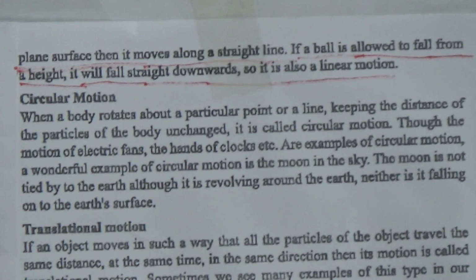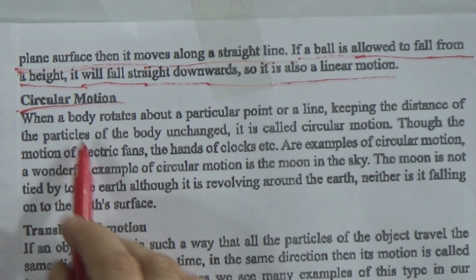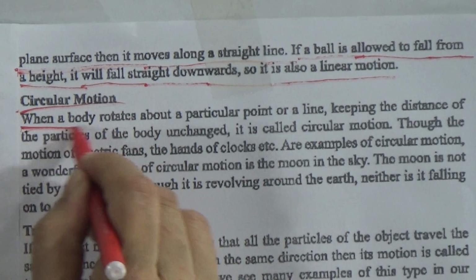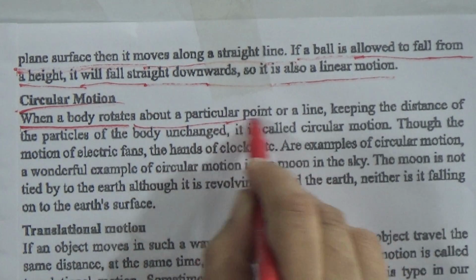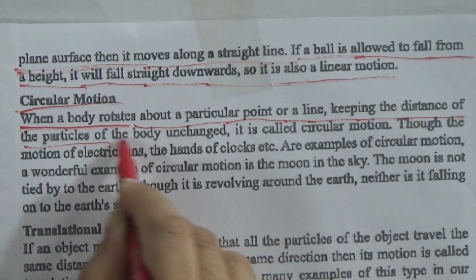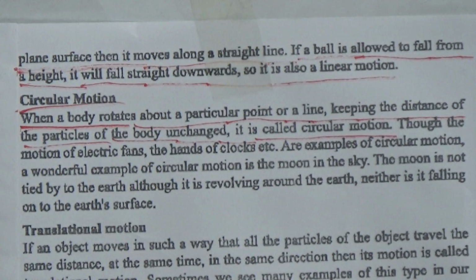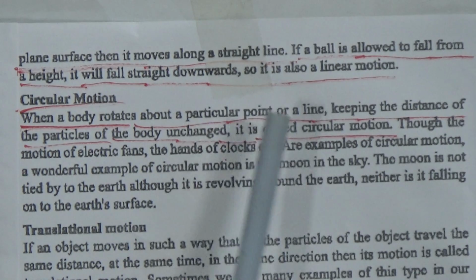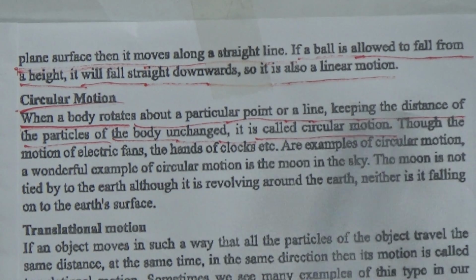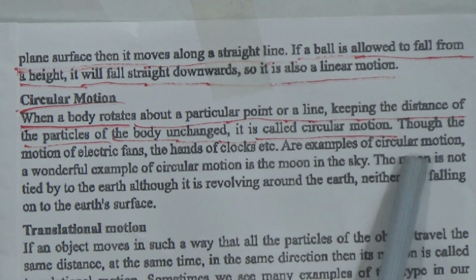Circular motion. Now we will discuss some circular motion. When a body rotates about a particular point or a line, keeping the distance of the particles of the body unchanged, it is called circular motion.